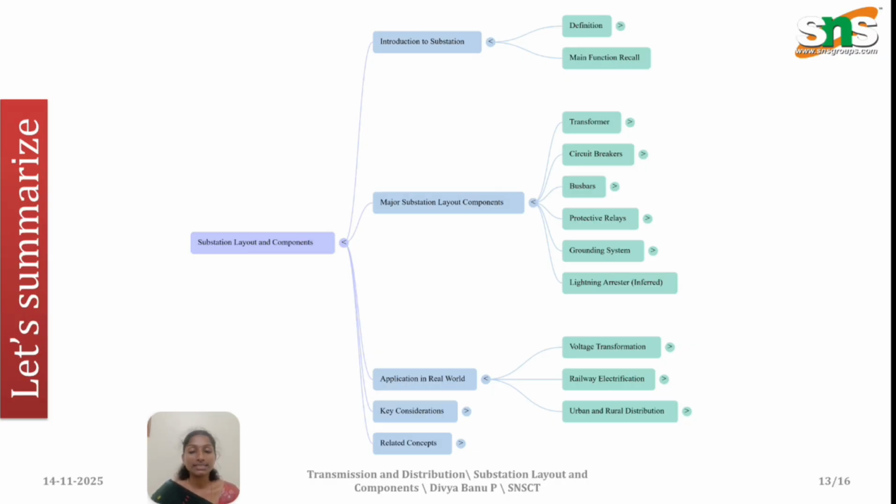Let us summarize the session. We started with the substation layout and components, where we discussed the introduction to substation and major substation components. Coming to the applications, the main application of the substation is voltage transformation and railway electrification, and the substation is the main part of urban and rural distribution systems. Thank you.